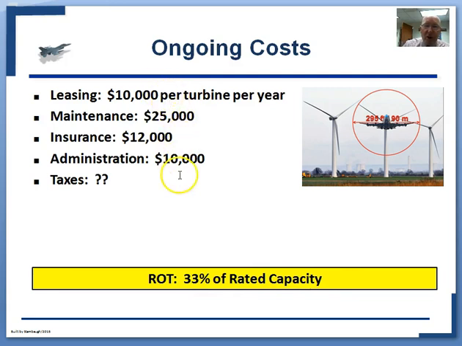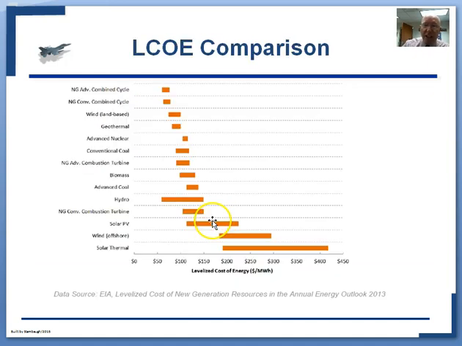Then you have to pay for ongoing costs, and so $10,000 a year for leasing is important. And remember that even though these things are huge, like all power sources, they're not operating at 100% capacity. For wind, it's about 33% capacity. Now, when you look at a fossil fuel power plant, they could operate very close to 100% capacity. Obviously, there are some thermal issues with that, but they typically don't. Whereas with wind, 33% is about as good as it's ever going to get.